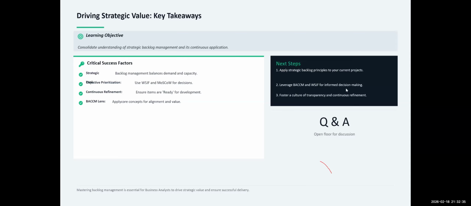When you apply the business analysis core concepts lens, you'll be able to apply it also to align the items you have in your backlog, right? That is all from me. All right. So if there are questions, I'll be willing to answer them.